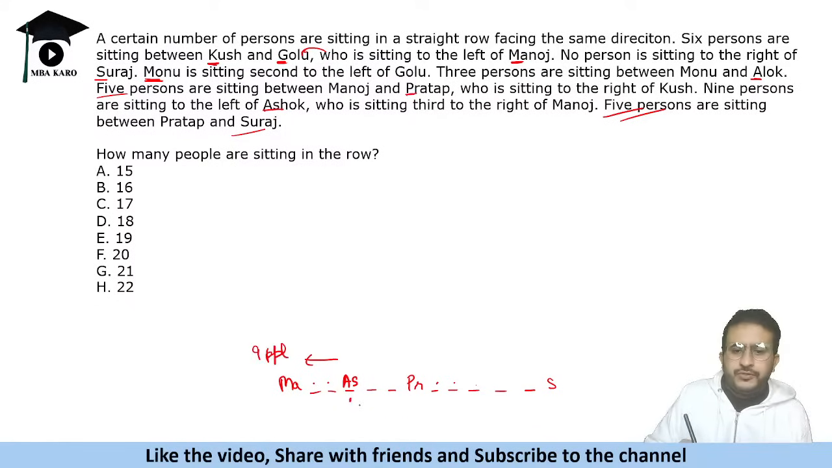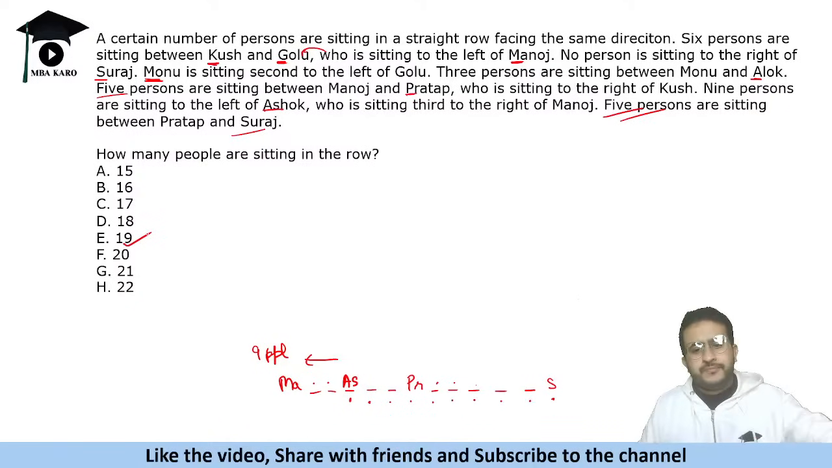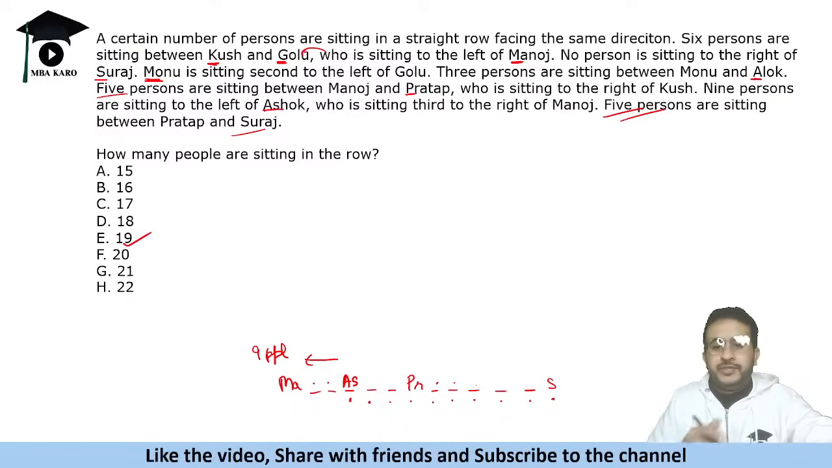Count the number of Ashok. One, 2, 3, 4, 5, 6, 7, 8, 9, 10. So there are 19 people in this row. It is asking how many people are in the row, right? Now you know that there are nine people to the left of Ashok. So why do you want to arrange?